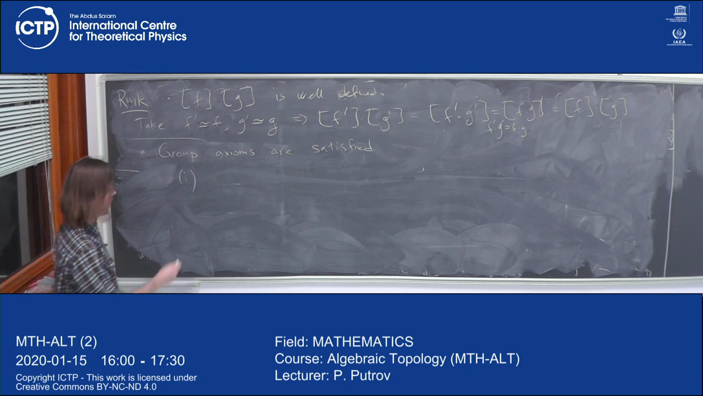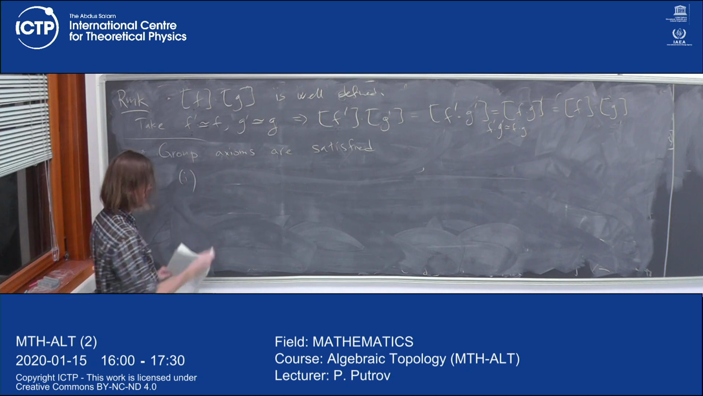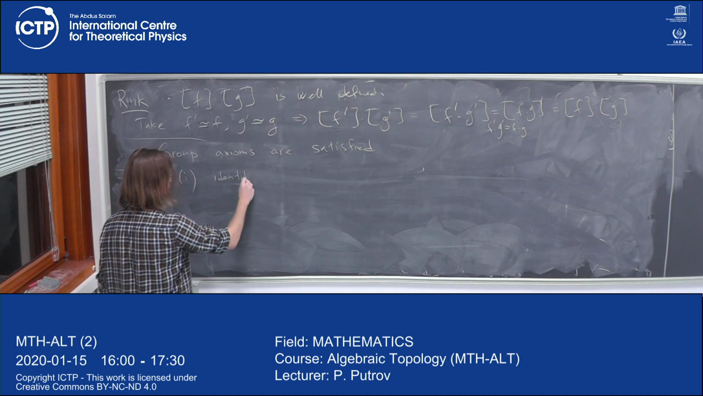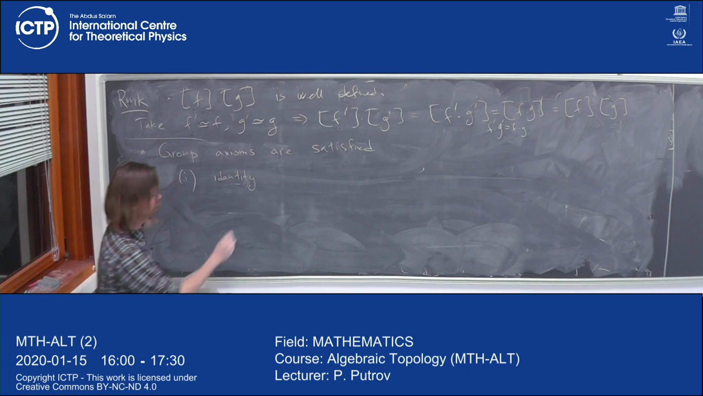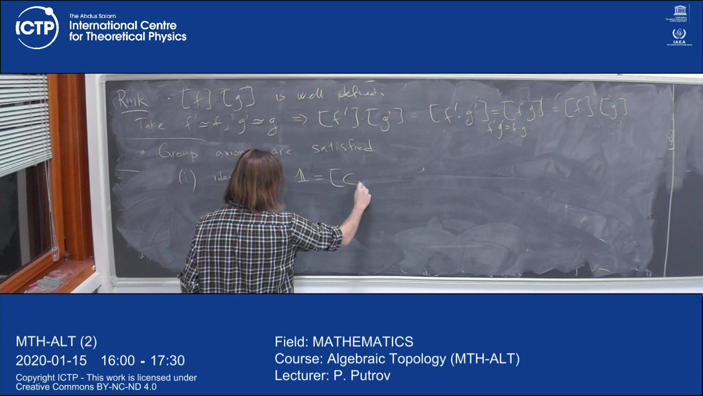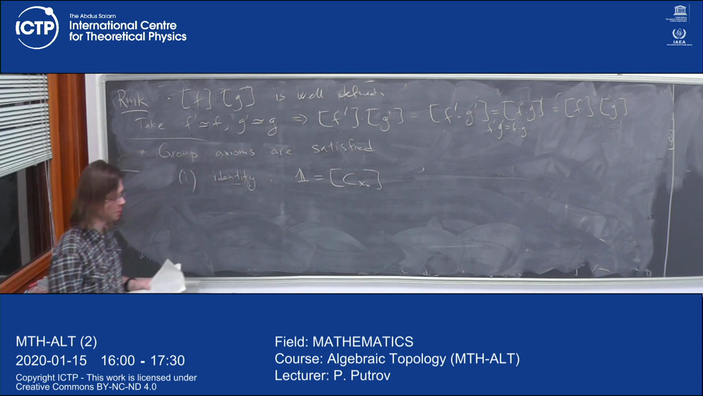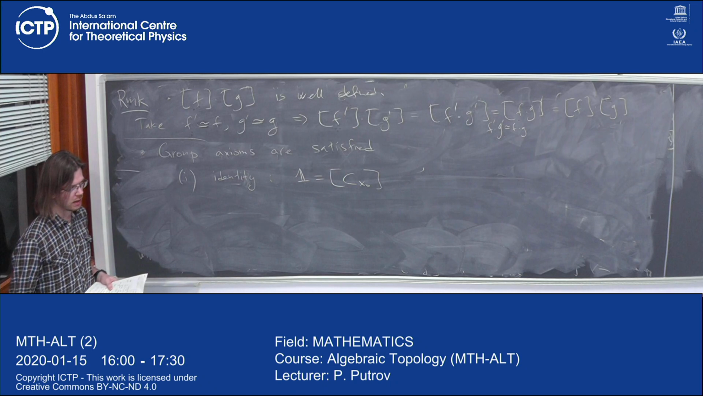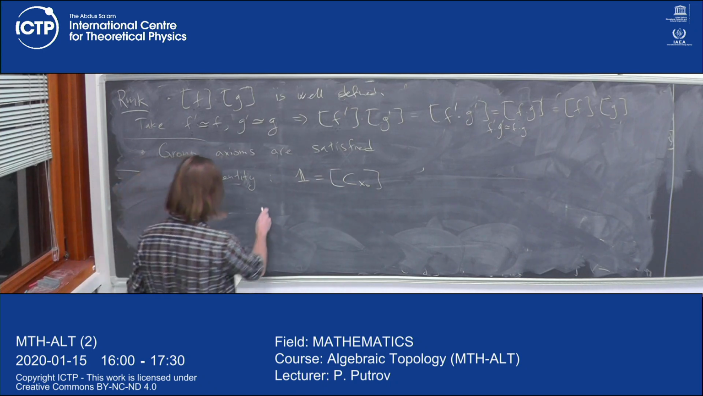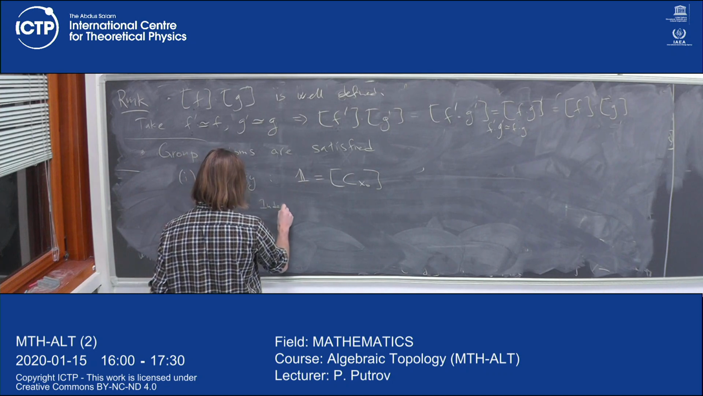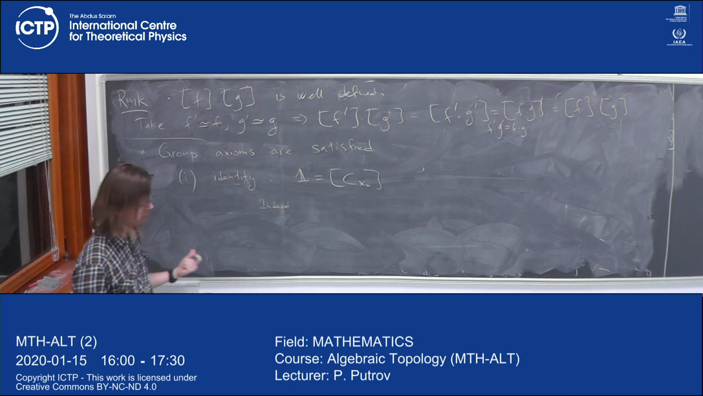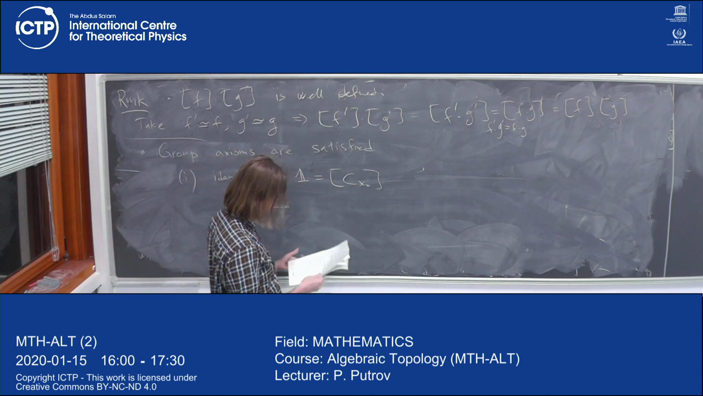So first, there should exist an identity element. For the identity we take the class of a constant map staying at x0, my base point. Indeed, for the identity we need to check that if you multiply it from the left or right by any other group element, it gives me the same group element.